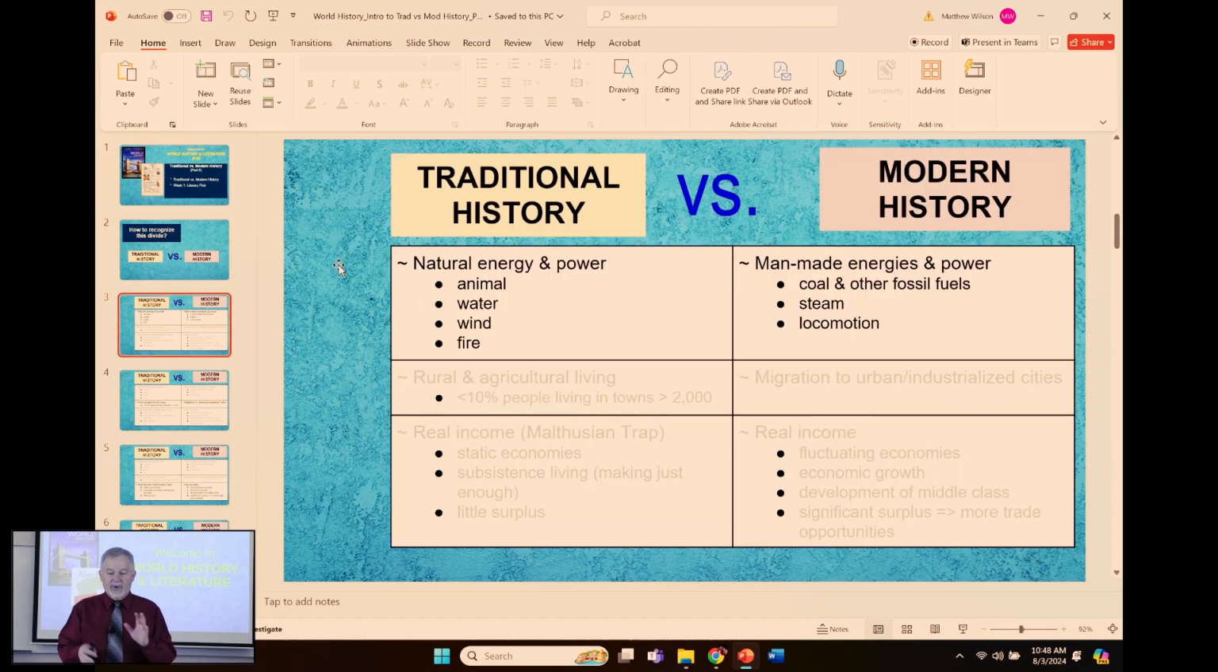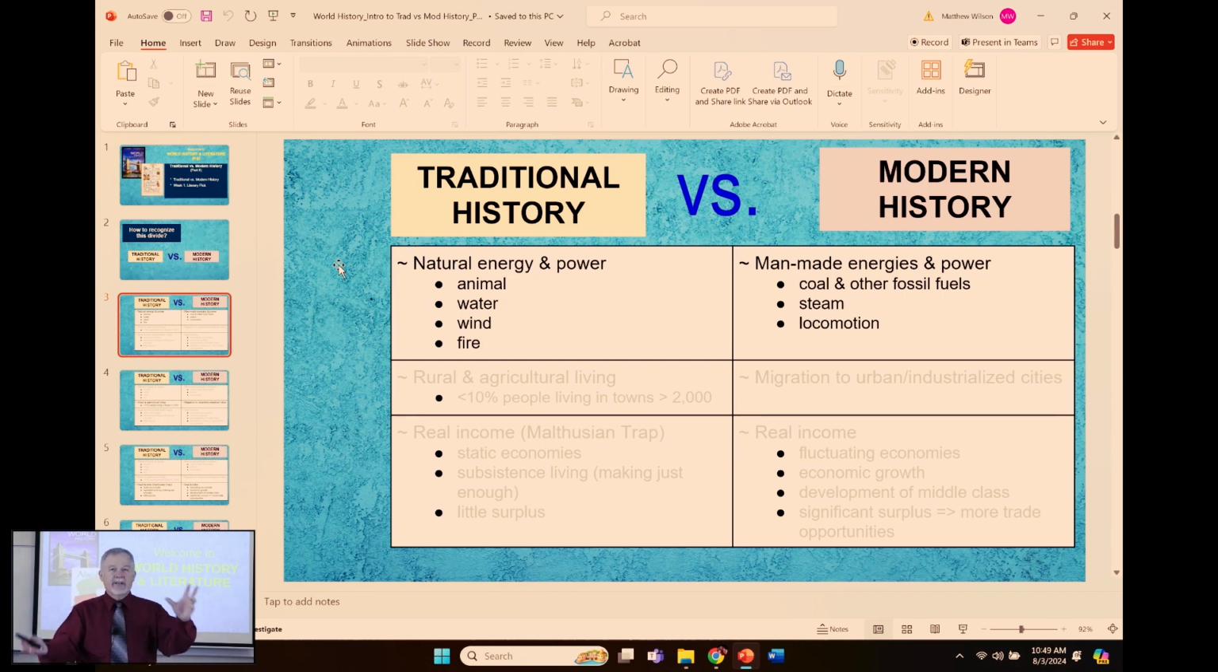So here's the first one. And again, these charts and graphs are all in your packet. So let's take a look at this first category. The first category is on energies. So traditional history, you have natural energy and power. It was animal power. You took the ox and put the plow to the ox, and the ox would pull you through the field. Water power was another one. Wind power or fire. These were all parts of energy: heating, the way things moved, and how you propelled things.